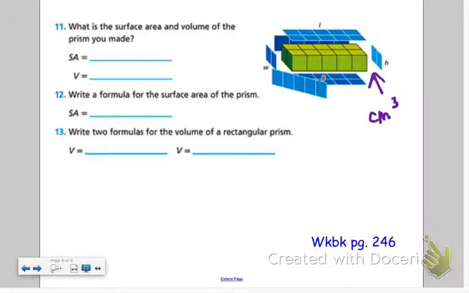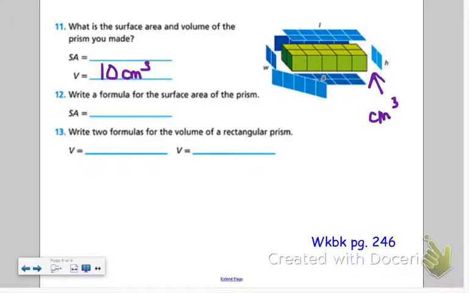So it looks like I have a total of 1, 2, 3, 4, 5, 6, 7, 8, 9, 10. I have 10 cubic centimeters. I have 10 cubes that are centimeter cubes. So 10 cubic centimeters make up this rectangular prism.